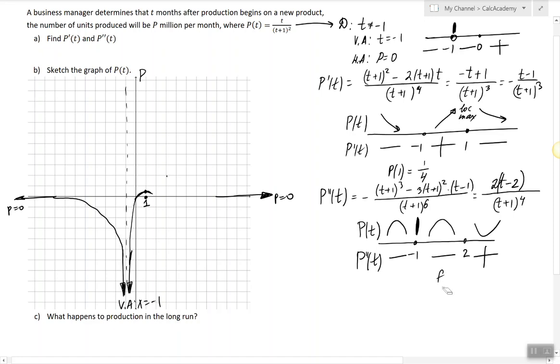To improve the accuracy, we would evaluate the function at 2. At 2 we have 2 over 3 squared, so 2 ninths. So at 2 the concavity changes, and from negative it becomes positive. So here we have the inflection point. And here we have the local max.